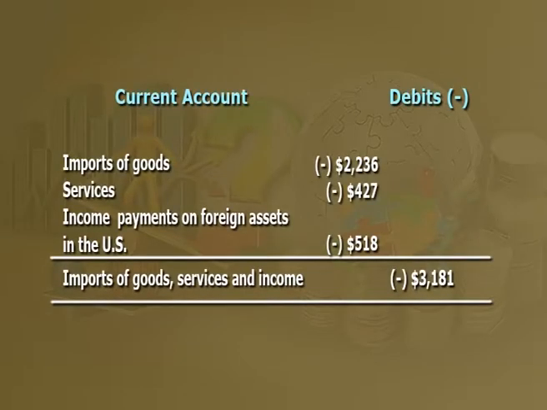The table also shows the imported goods and services of $3,181 billion in 2011. Goods imports total minus $2,236 billion. The $427 billion imports of services included the travel and transportation services purchased by US residents. $578 billion was paid as interest and dividends on foreign investment in the US.